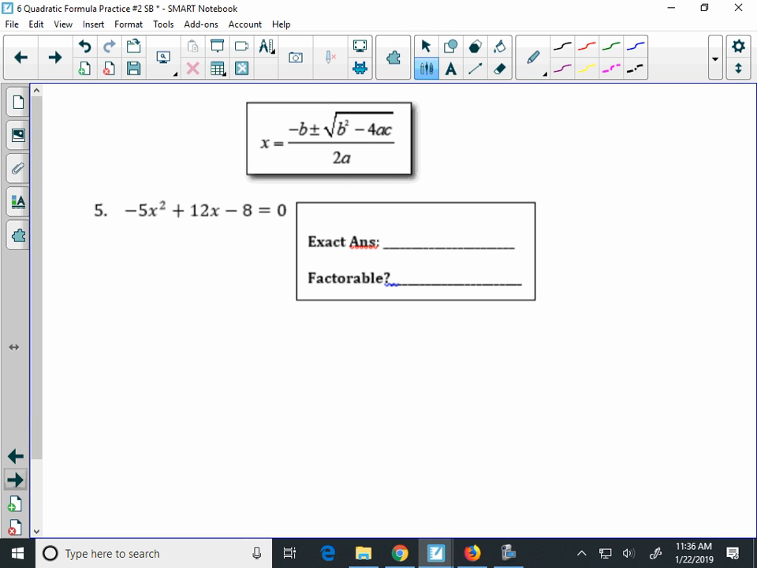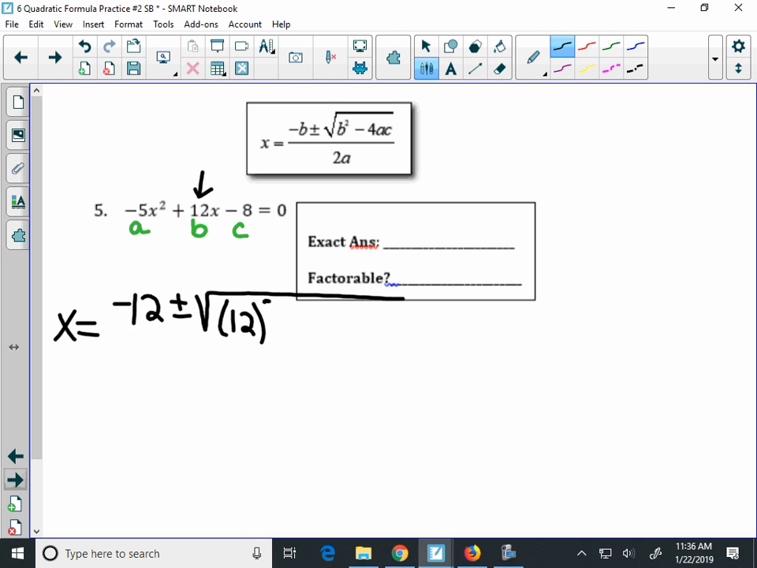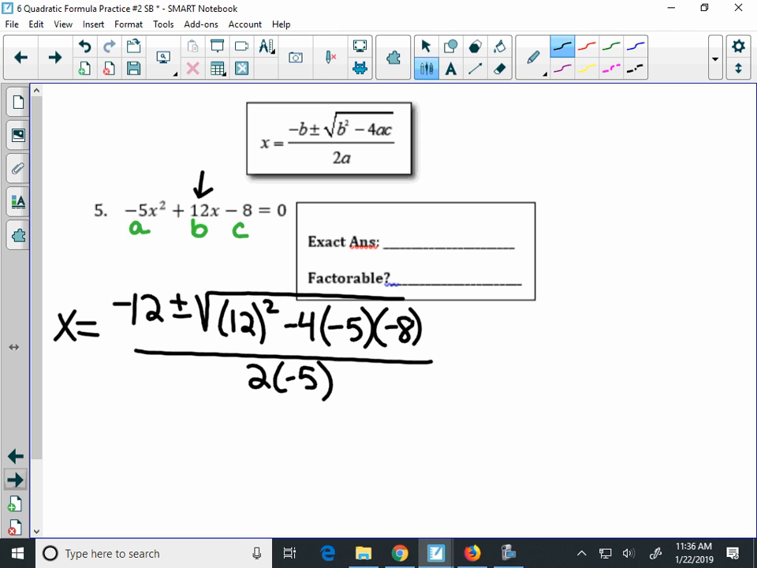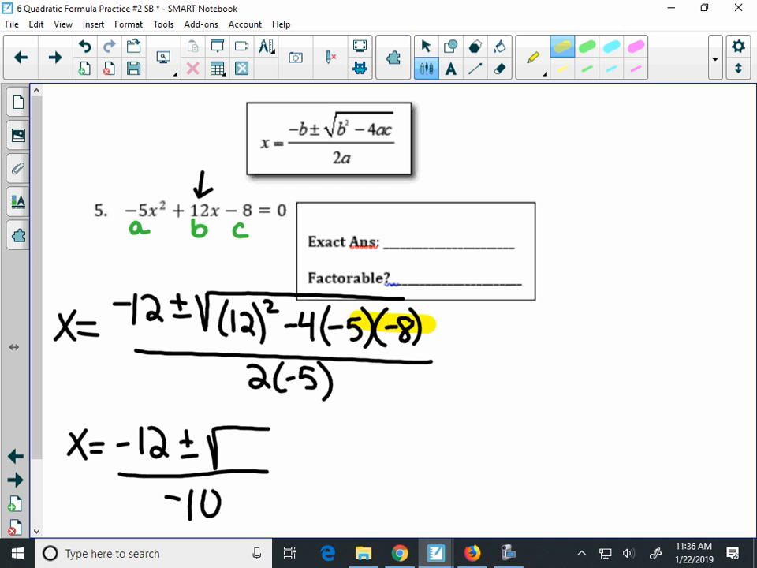So we start by labeling A, B, and C. A is -5, B is 12, C is -8. In my formula, I do the opposite of B. So -12 this time, plus or minus. B goes in parentheses, squared, minus 4. A is -5, C is negative 8. And the whole thing goes over 2 times A. All right, now I want you to take Desmos here, and we'll figure out what goes in the radical. I'm just writing the rest of it. Negative 12 plus or minus radical something.